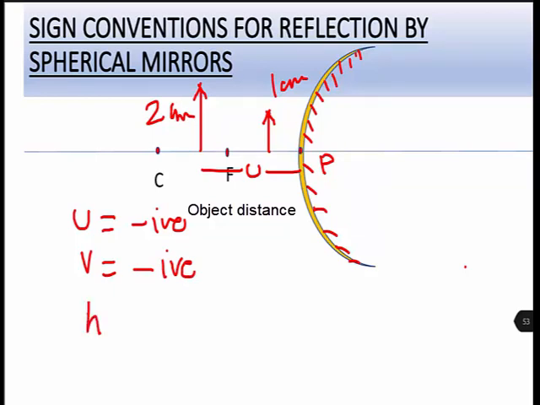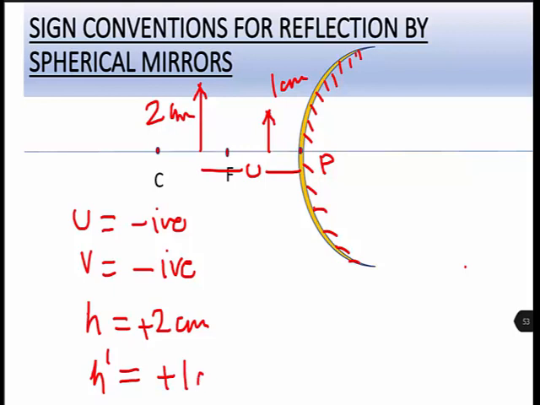What about the height of the object? The height of the object we always designate with h, the letter h, and it will be plus 2 centimeter. Height of the image is designated as h dash, which will be plus 1 centimeter. Because the image is erect, it is upward. The height is going upward from the pole. That's why it will always be plus.